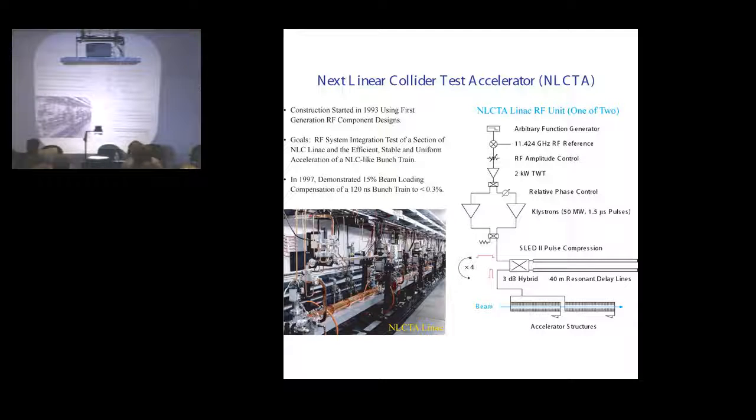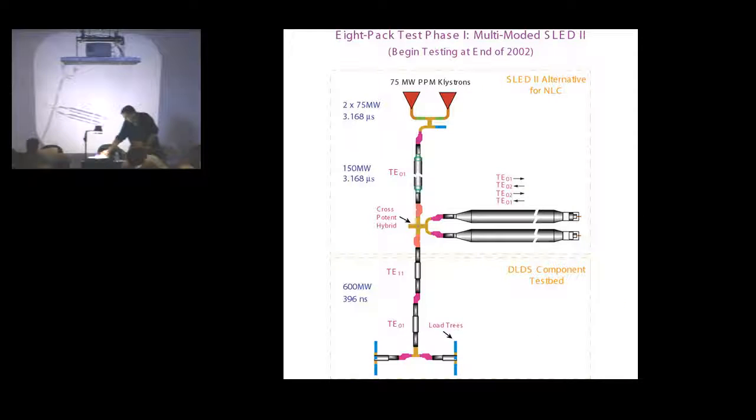But it has allowed us to really debug a lot of these components and serves as a test bed now for the components we're developing. And one of the next steps will be this what we call an 8-pack project, which I've shown you earlier. There's 8 klystrons that will drive an RF system. A simpler version of that will be tested first, where we just have 2 klystrons, and we'll run what we call the sled pulse compression system.